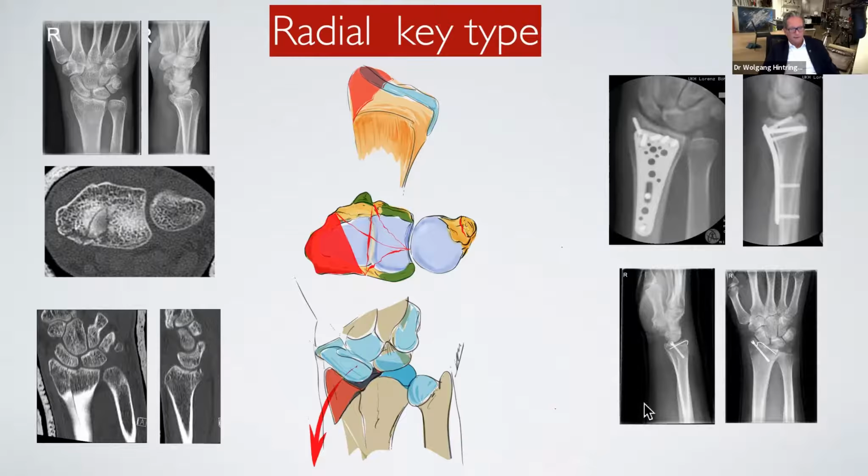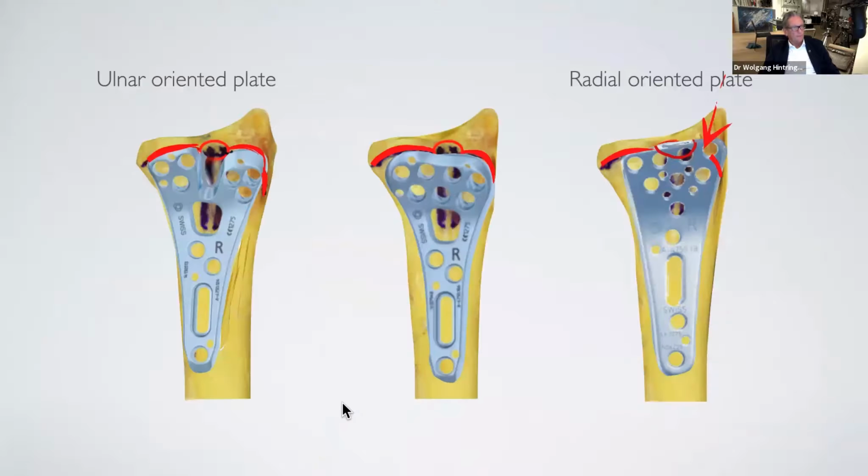But if it is a single fragment, you can also use this cannulated screw, and maybe with arthroscopic assisted reduction, you can do it with a really very small incision if you know that it is a radial key type.